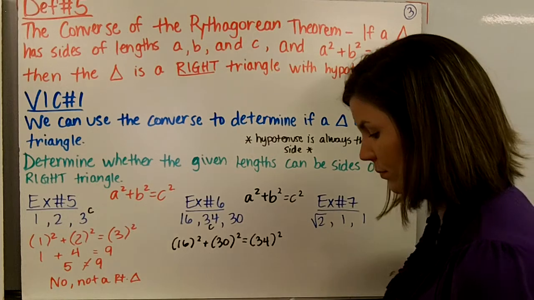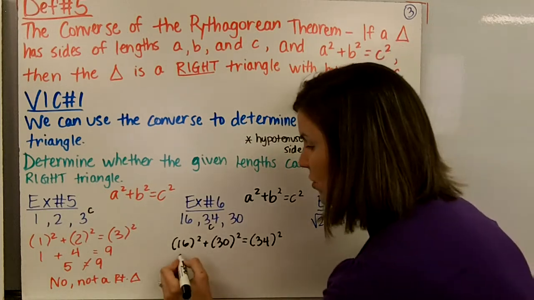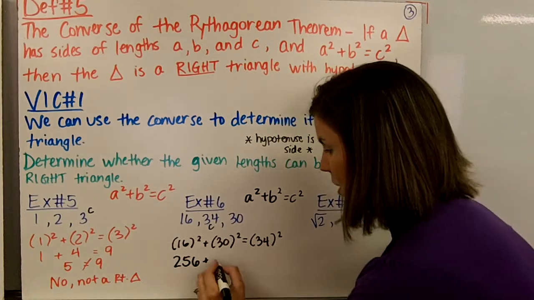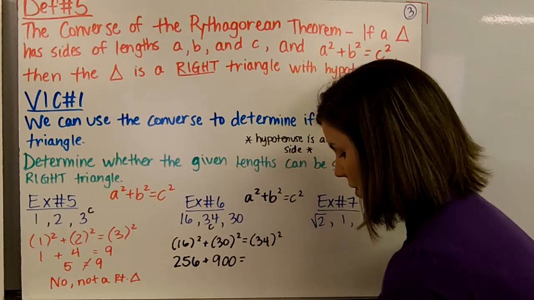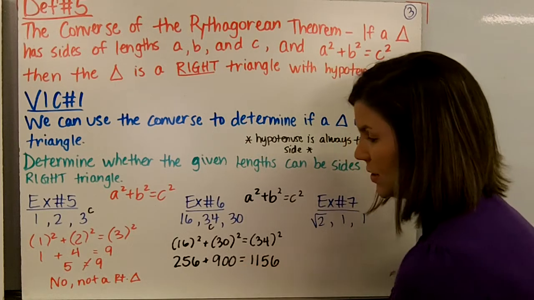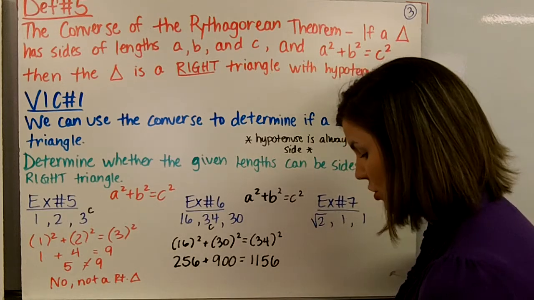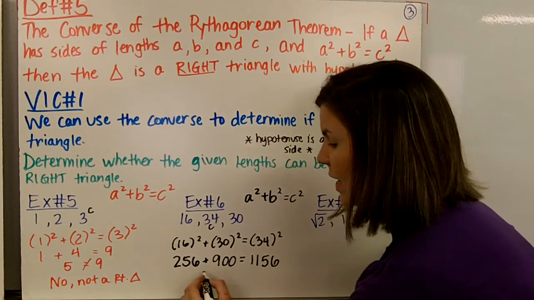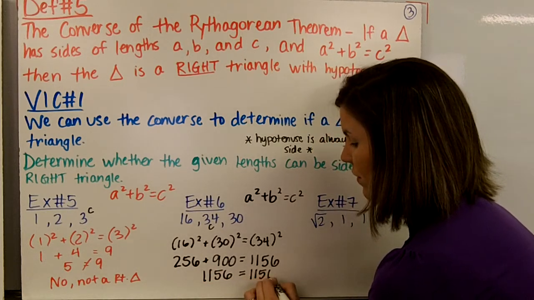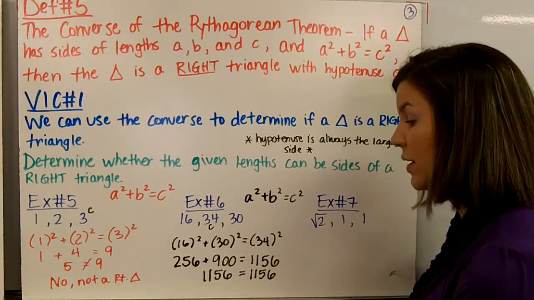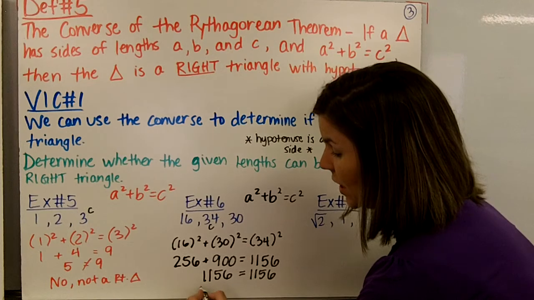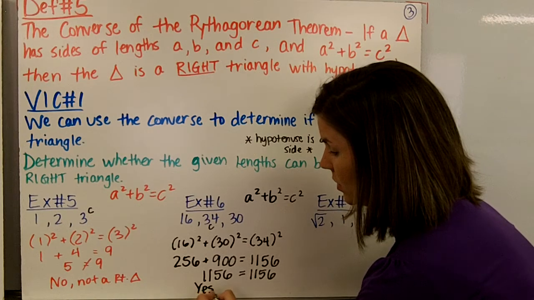16 squared is 256. 30 squared is 900. And 34 squared is 1,156. Combine these. 256 plus 900 is 1,156. 1,156 is equal to 1,156. So yes, it is a right triangle.